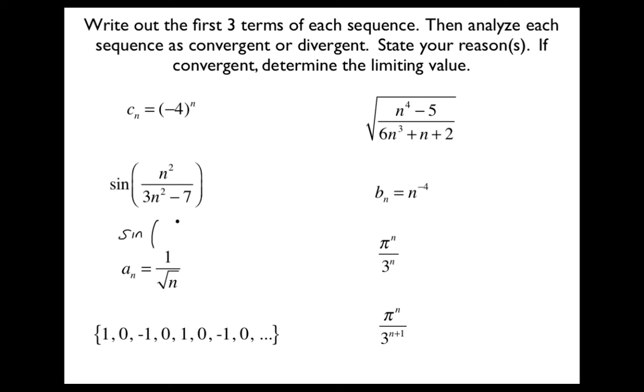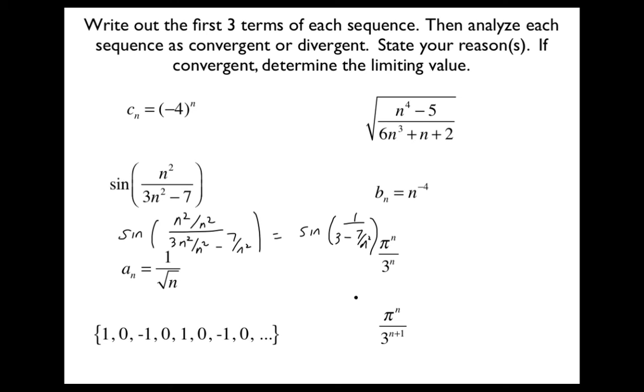N squared. So we can divide the top and bottom by n squared. So 3n squared over n squared minus 7 over n squared. And we get sine of 1/3 minus 7 over n squared.